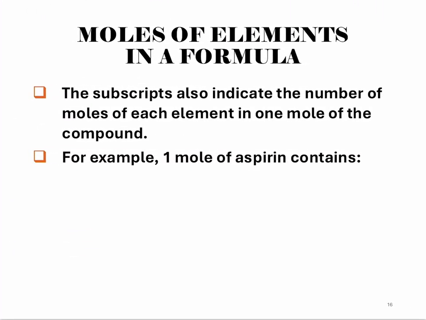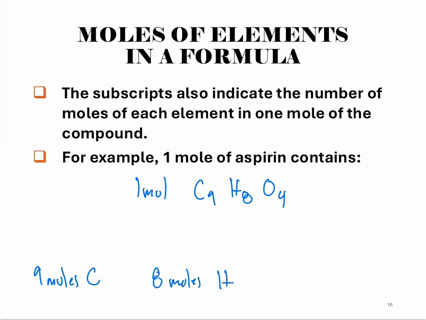Right, so if we have 1 mole of aspirin, so we have 1 mole C9H8O4. How many moles of carbon do we have? 9 moles carbon. How many moles of hydrogen do we have? 8 moles of hydrogen, and then 4 moles of oxygen. Right, so the subscripts not only tell us the number of elements within a single molecule, they also tell us the moles of that element within a mole of that molecule. So the moles are what we're allowed to convert between.